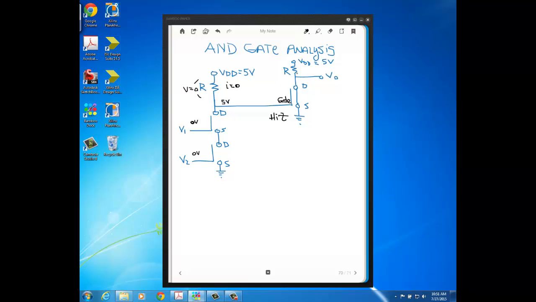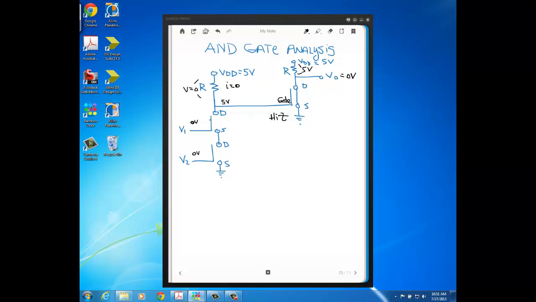It also provides a path for current to flow from VDD here, and the entire amount of 5 volts is going to be dropped across this resistor. Okay, and V0 is going to equal 0 volts. So you see when both inputs are 0, you're going to get 0 volts, which is a 0 out.